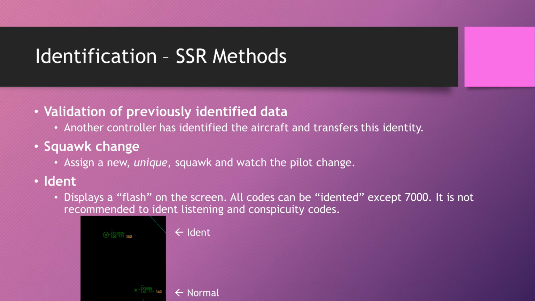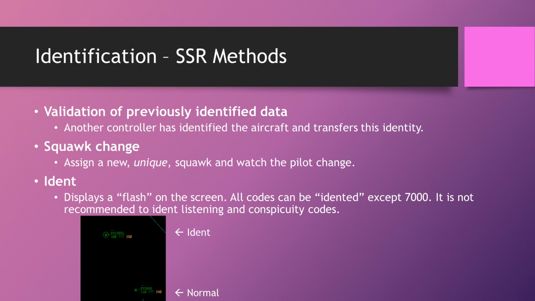So let's move on to the SSR methods. The first one is validation of previously identified data. So that's when another controller has identified an aircraft, and when they hand you that aircraft, they're also transferring the identity. So that's the reason when you're flying, let's say you're with London, London identifies you. When you're transferred to either the next London controller or to your respective radar unit, they don't give you a new squawk code, or they don't re-identify you, because that identity's been passed by London already.